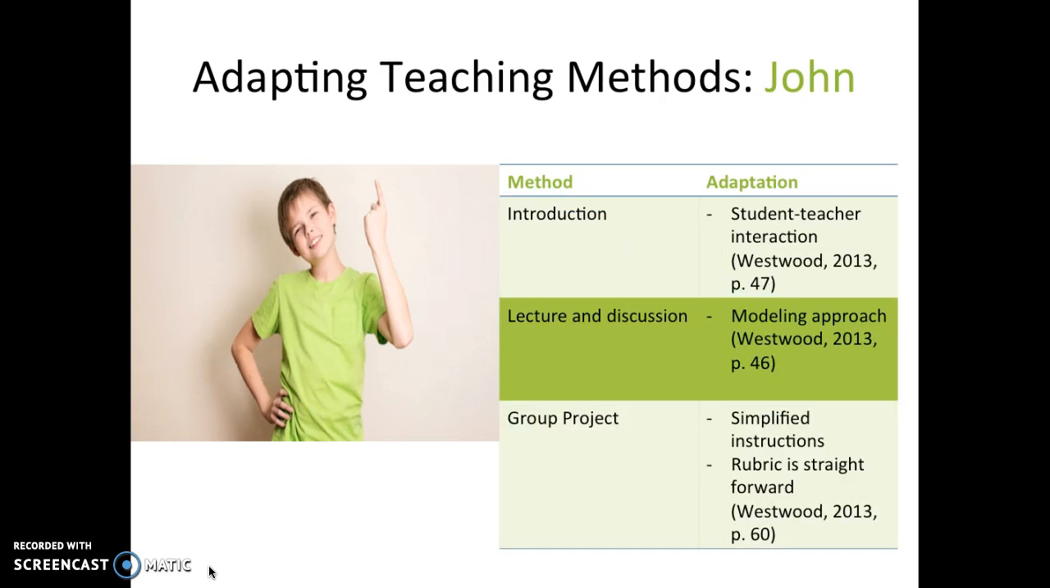As far as adapting teaching methods goes, the introduction and instruction can be complemented with a modeling approach to help John. By demonstrating a finished presentation, the teacher can help John to focus and not feel overwhelmed as he works with his group. Increasing student-teacher interaction by asking questions will help John be focused for the duration of the 10-minute introduction. For the actual group project, ensuring that the instructions are simplified and the rubric is straightforward will help ensure John can understand what is expected of him.